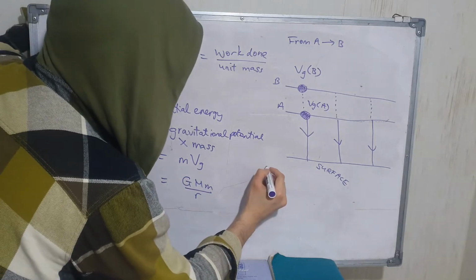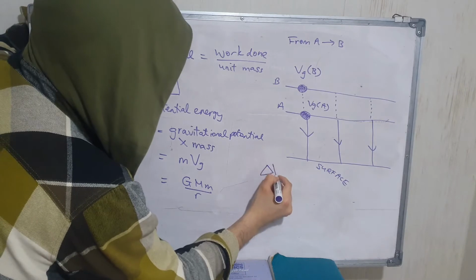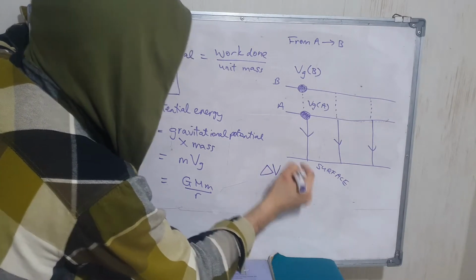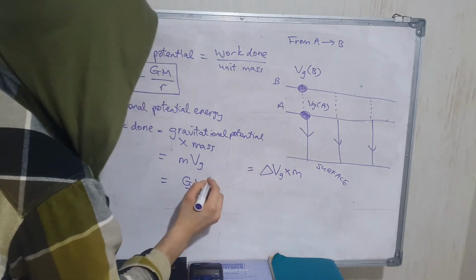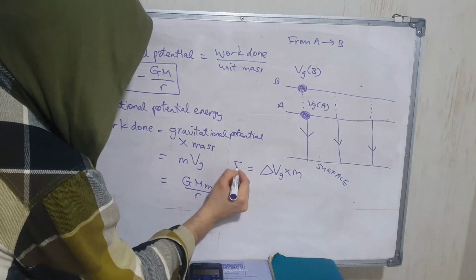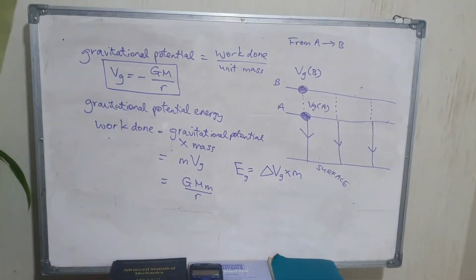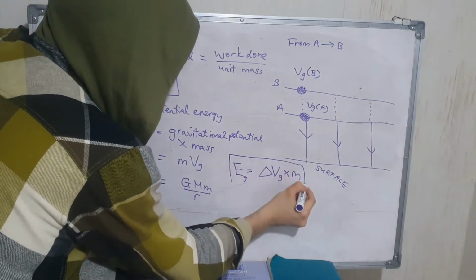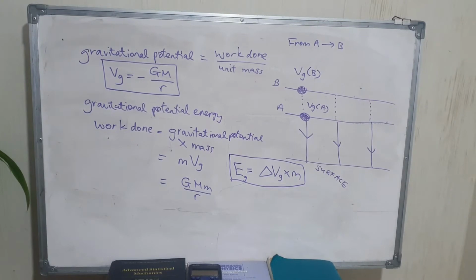Now, what is the change in the gravitational potentials? This is the symbol for the change in gravitational potential, and when you times that by m, the mass of the object that you're moving, that will give you the gravitational potential energy, the energy in terms of gravity.